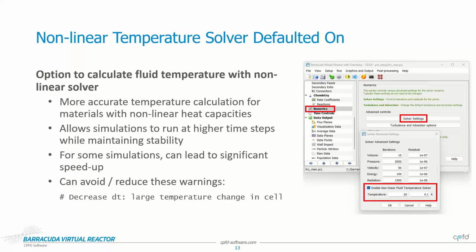In this release, we've also made a new default option change. We've enabled the nonlinear temperature solver option for any new projects that are created in this release. This feature was actually added in 25, but it was defaulted off. But we found that it has positive effects for all cases that we've tested. It allows for higher accuracy of material property calculations, and in many cases also results in faster simulation speeds.